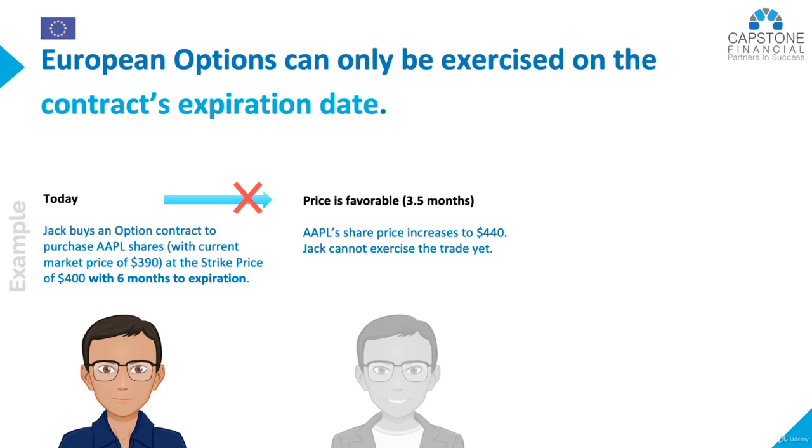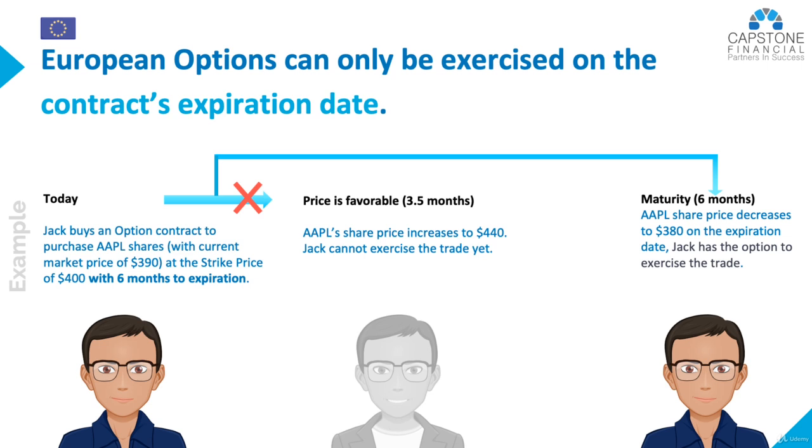As Apple's price increased to $440, Jack is unable to exercise that option. He's unable to go into his account and click the button exercise. At maturity, Apple share price decreases to $380 on the expiration date. Jack has the option to exercise the trade. However, if we see this example, we can see that Jack would have loved to exercise 3.5 months in, but because he was forced to wait till maturity, he took a loss.